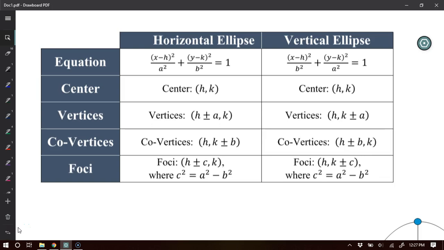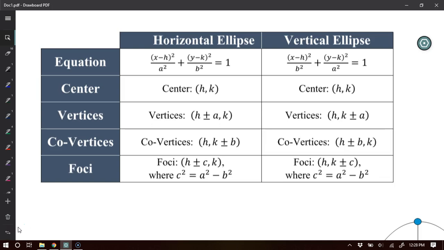I wanted to make a video that goes over the formulas for ellipses, the horizontal and vertical ellipse formulas. The main reason is that the formulas have a lot of variables in them, but ellipses are very visual. And if you can learn the visual tricks to these formulas, it'll make it easier to graph, actually make it faster to graph.